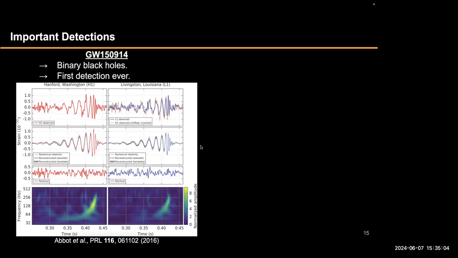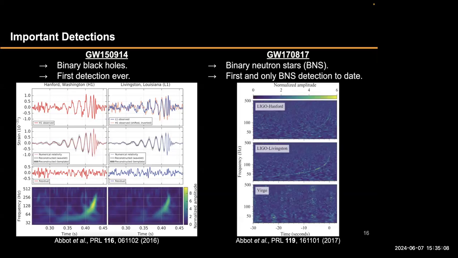And the other one, which is closer to my heart because that's mostly what I work with, is GW170817, which is a binary neutron star event. As far as I know, that's the first and only BNS detection that we have confirmed to date. So hopefully that will change in the future.